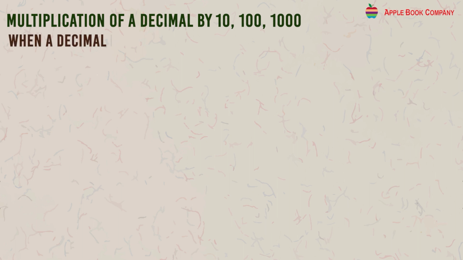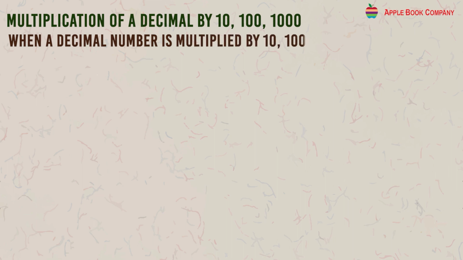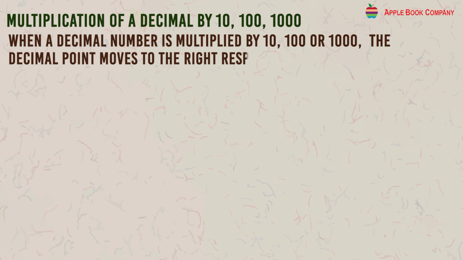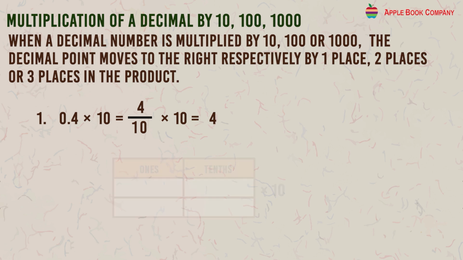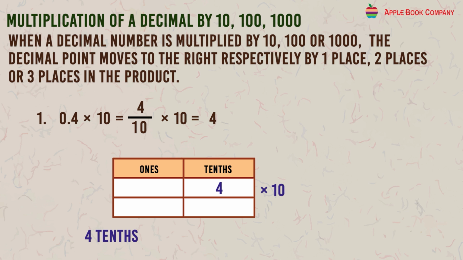Multiplication of a decimal by 10, 100, 1000. When a decimal number is multiplied by 10, 100 or 1000, the decimal point moves to the right respectively by 1 place, 2 places or 3 places in the product. Let us consider the following examples. Number 1. 0.4 into 10 is equal to 4 by 10 into 10, which is equal to 4. That is, 4 tenths into 10 is equal to 4 ones, that is 0.4 into 10 is equal to 4.